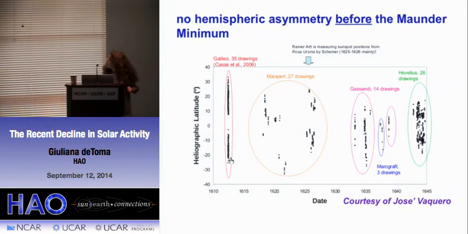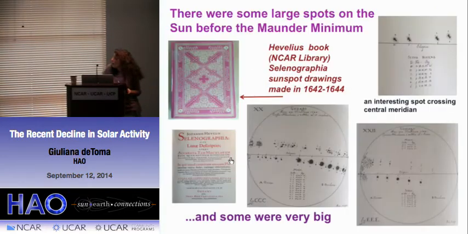In particular, you see here data points taken from the Hevelius maps, from the Hevelius drawings in the years just before the Maunder minimum. And you don't see a big difference between the north and the south. Now, we are very lucky at NCAR. We have a copy of the Hevelius book in our library.